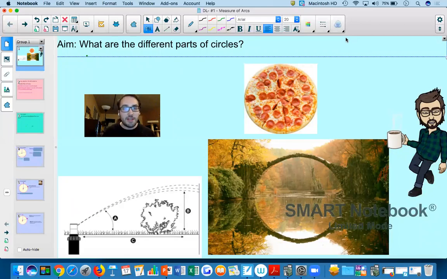So this first lesson, the aim is going to be what are different parts of circles. So this is going to be more of a chill lesson, nothing too crazy. We're really just going to talk about parts of circles so that when we get into the bigger stuff tomorrow, you kind of have the terminology down. So a couple examples. Pizza is a circle. I'm going to be talking about pizzas today.